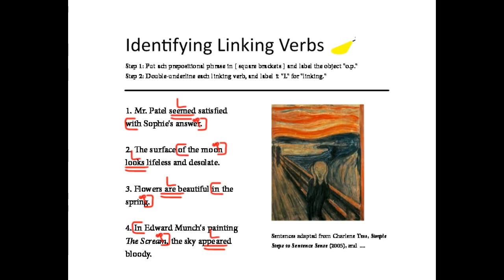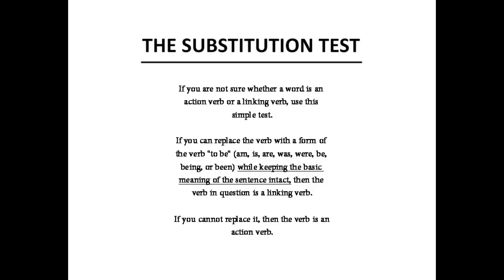Check them. Make sure that you found all the prepositional phrases, you labeled your OPs correctly, found all the verbs, labeled them L. Do a quick review as to why seemed, looks, and appeared work as linking verbs here. It's because they all pass the substitution test. You could replace each of them with an is or a was or a were, and it would still make sense in the sentence. So again, our substitution test is if you can replace a verb with a be verb and keep the basic meaning of the sentence intact, then it is a linking verb. If you can't do that, then it's an action verb.